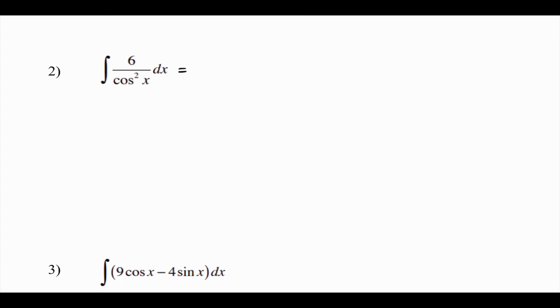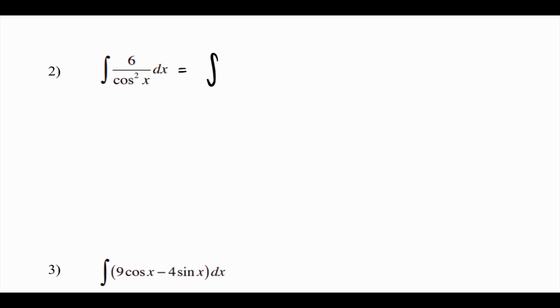What can we change here? What changes can we make to this so that we can use the ones we have, so we can use our trig rules? There's a couple of changes we can make. What's one change we can make? Maybe we can turn 6 over cosine squared of x into 6 times cosine of x to the negative 2. That's the first step.